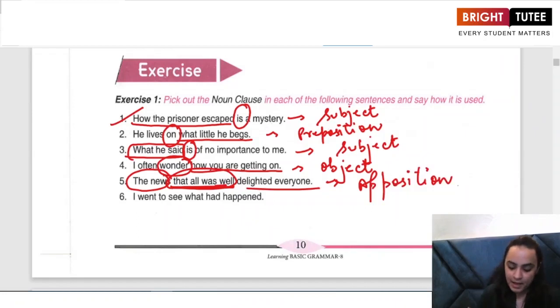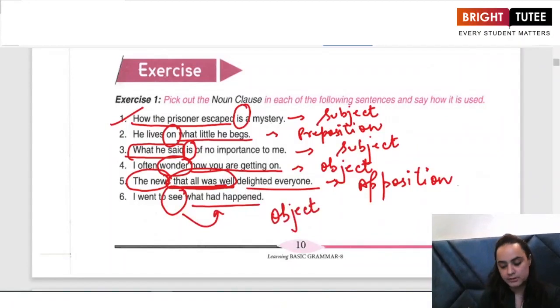Right? I went to see what had happened. I went to see what? What had happened? What is my verb? See. And my noun clause is coming after the verb. So this is an object noun clause.